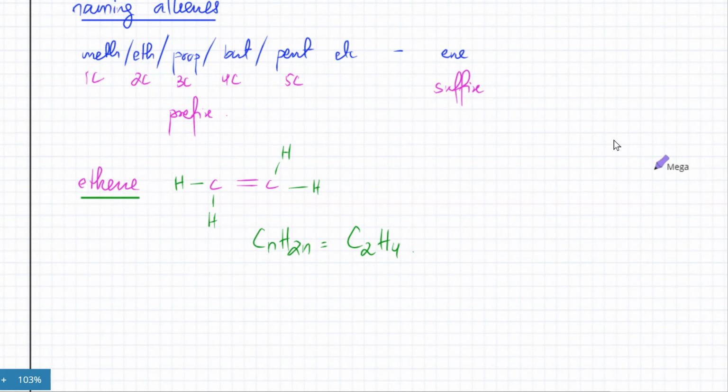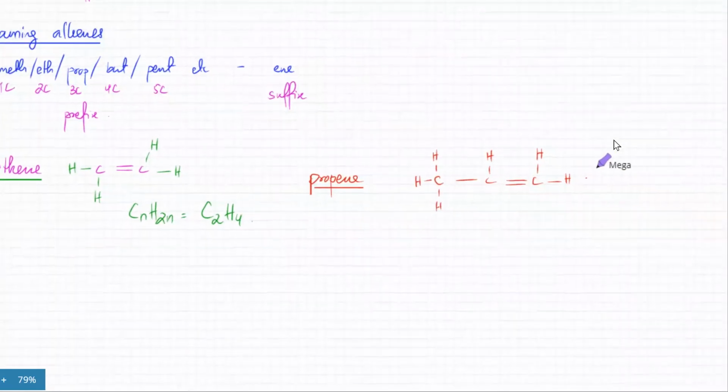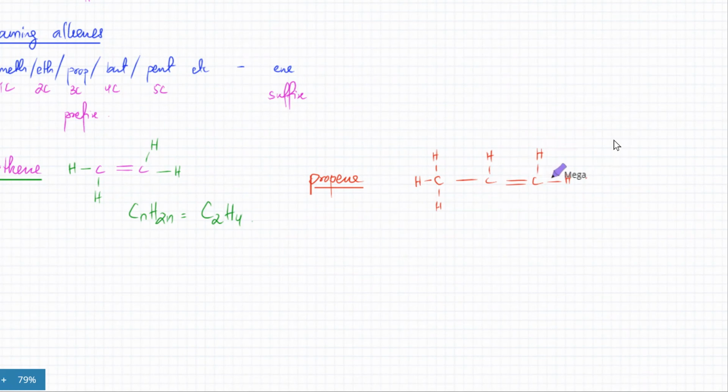Similarly, we can do propene. Now, prop means 3 carbon atoms. So you're going to have 3 carbon atoms, and there's going to be at least 1 double bond, and you can add the hydrogens. Every carbon atom should be making 4 bonds. So that's what a propene molecule looks like. You add a double bond, and then you fill in the hydrogens.